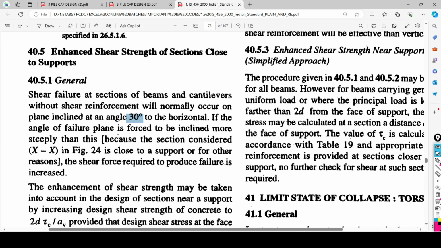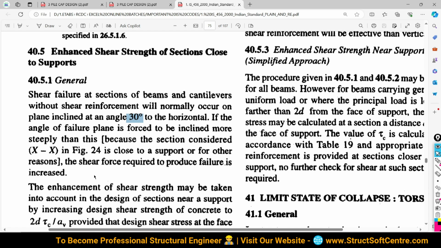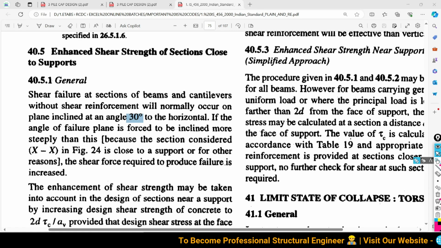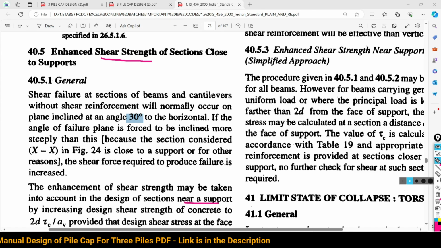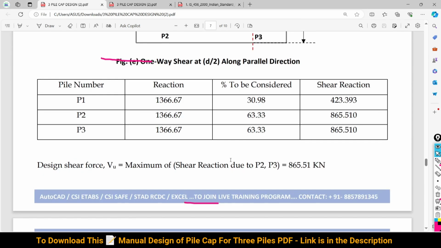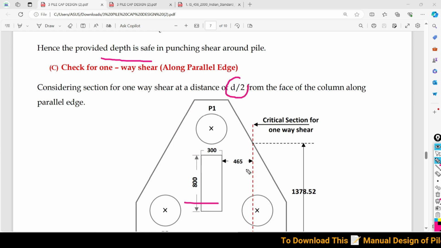If the angle of the failure plane is forced to be inclined more steeply than this, it means that if you consider the critical section for the shear check closer to your column face, in that situation you have an option to increase the shear capacity. You need to consider a little more capacity of your shear section. Here it is given, enhancement of the shear strength may be taken into account in the design of the section nearest the support by increasing. So what I did at the time of considering the critical section for one-way shear, I have taken my critical section at a distance of d by 2. I am taking the one-way shear very close to your column.